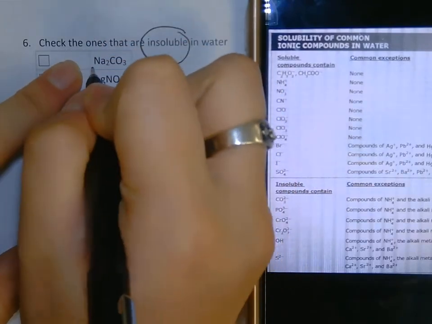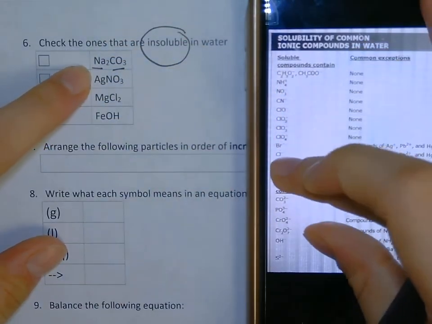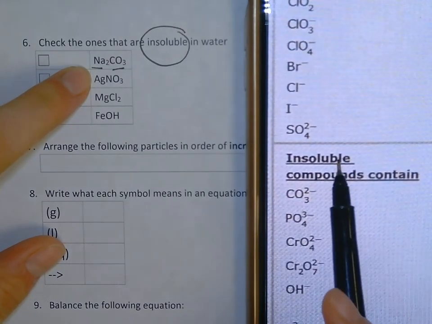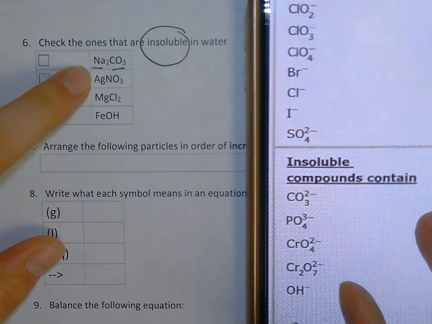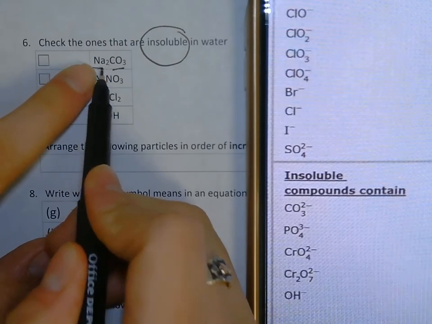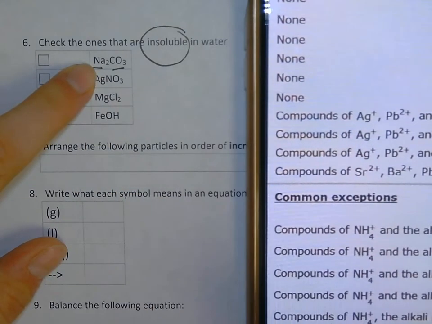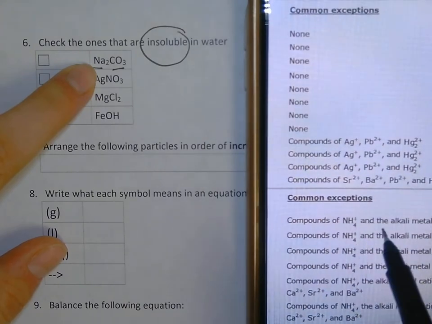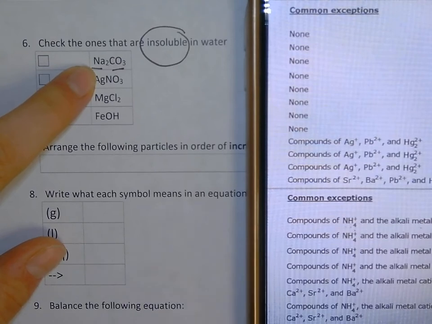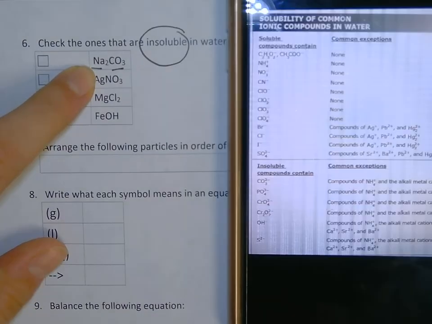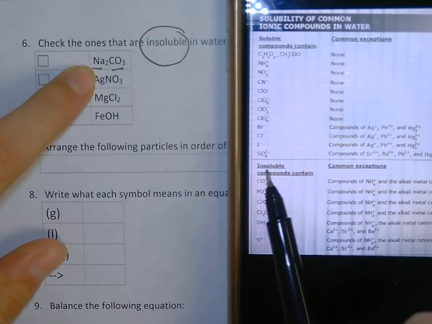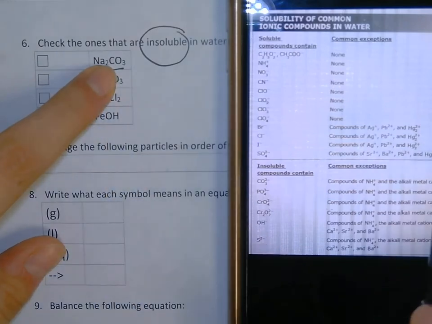So NaCO3. I know that I can find CO3 right here under insoluble compounds. I want to make sure that CO3 is actually insoluble when it is with sodium. The only exceptions when it is not insoluble is when it is with an NH4 plus and the alkali metals cations. So because this is CO3 and it is under the insoluble compounds, I'm going to assume that it's insoluble, but I need to check the exceptions.